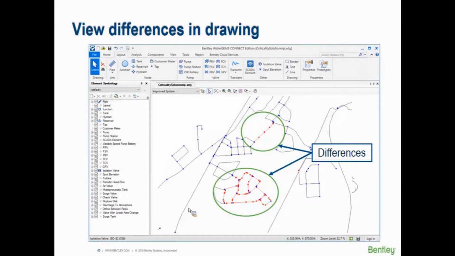so you can better understand, okay, this is a subdivision. Now I understand why there's a difference here, or this is a connection. It doesn't exist today, so somebody was trying that out to see if that would work. Now I understand why that's there.